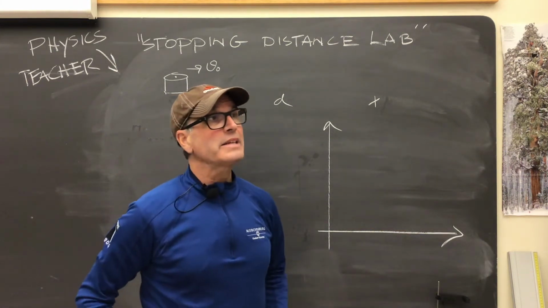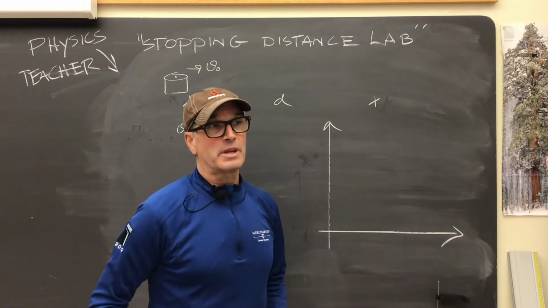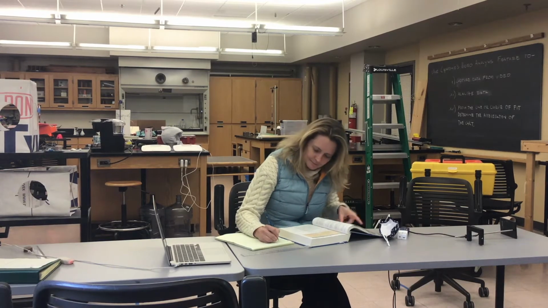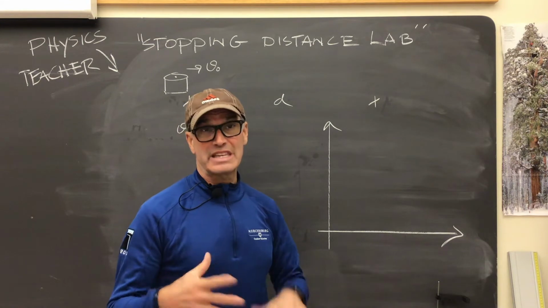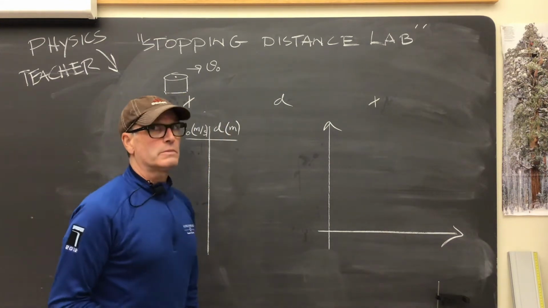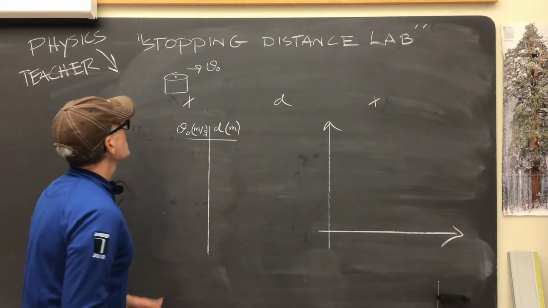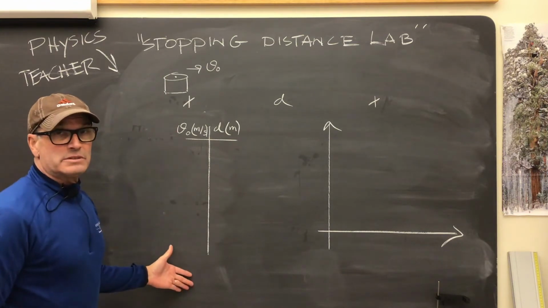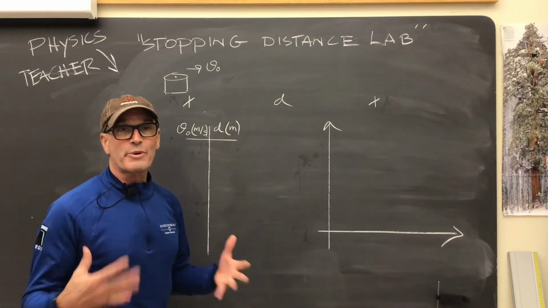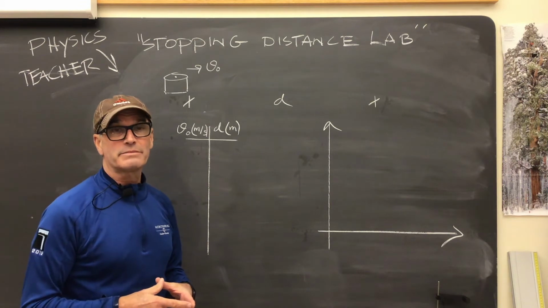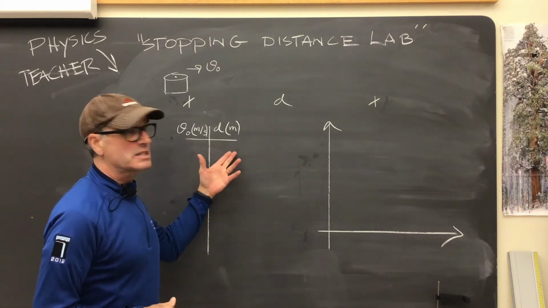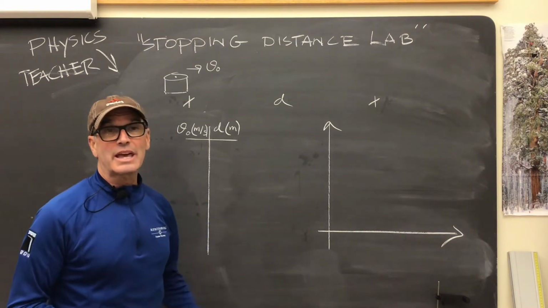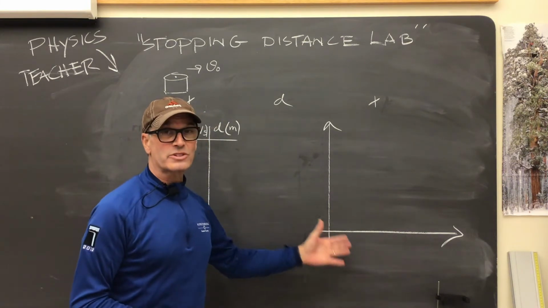Now, I'm not going to tell you everything about this experiment. You've done a couple of data collection and analysis activities, and I want you to kind of figure things out. So be prepared. I have a data table, so we've already discussed the parameters of the stopping distance lab, initial speed and distance, but I'm not going to tell you how to graph it, what goes on the y-axis or the x-axis.